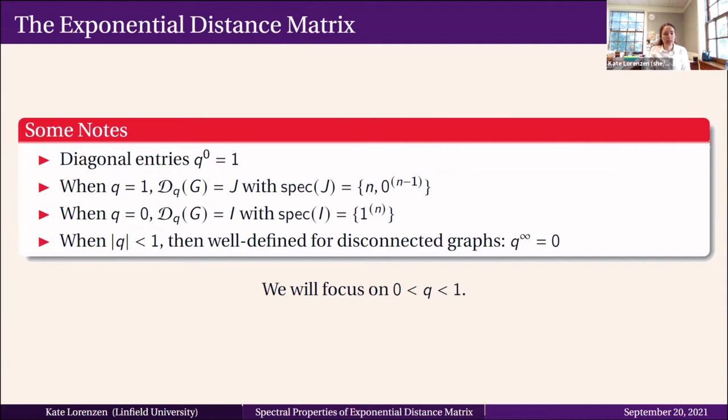When q is between 0 and 1, there are some interesting things out there that I'll touch on a little bit briefly later when q is not between 0 and 1. But that's the focus that I'm going to be taking today. So if I say "for all q," I'm probably implying it's going to be all q between 0 and 1.